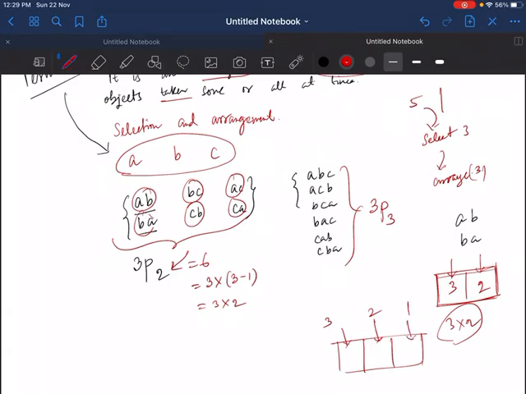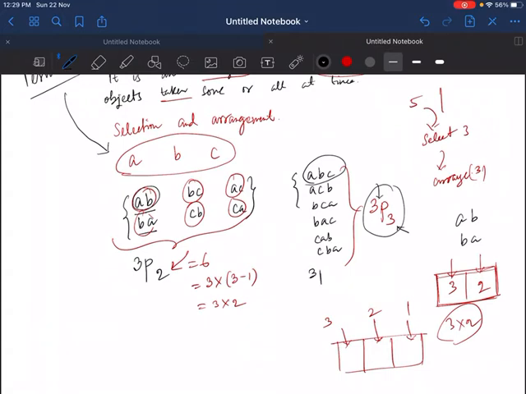Right? So this is also 3 into 2 into 1. That is also 6. And this one can be written as 3p3. Why? Because I am selecting from 3 objects, and I have selected 3 objects only. So here the arrangement is of 3 objects, and here the arrangement of 2 objects.